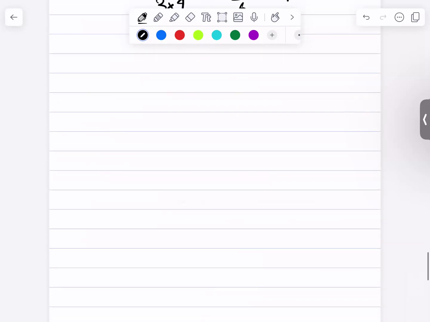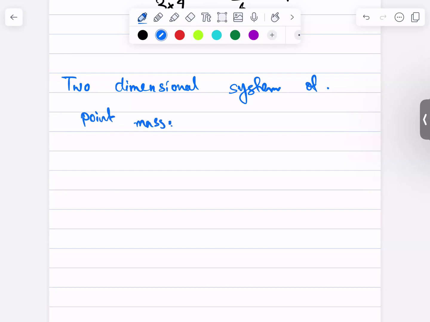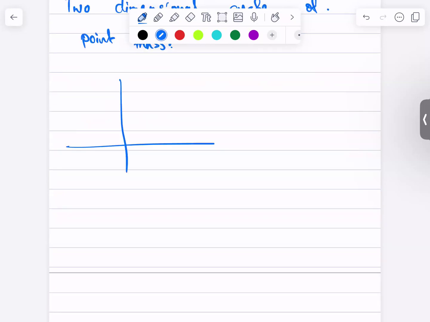Okay, the other case might be like this, when you have a two-dimensional system of point masses. What is that? Say we have, instead of a line, now a plane, and you have different point masses at different points.